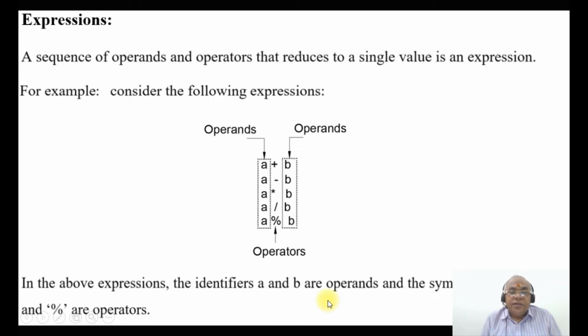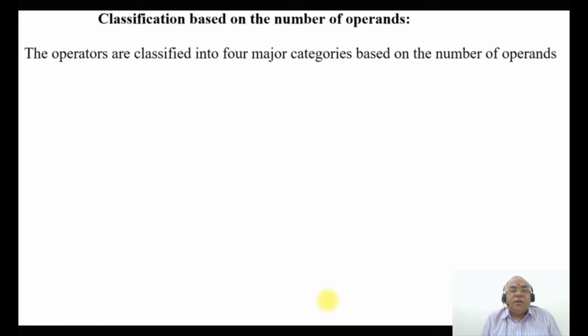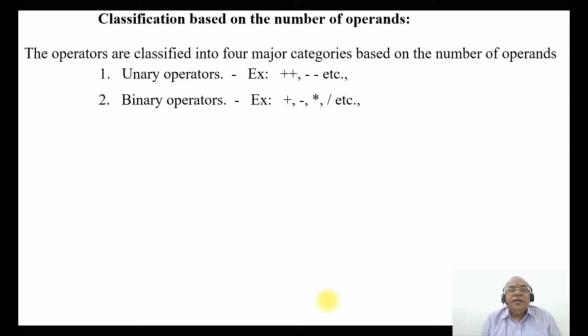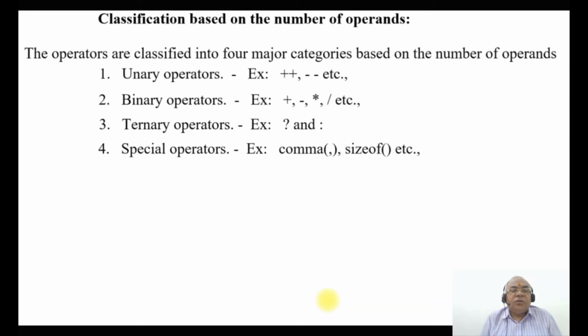So in the above expression, the identifiers A and B are operands, and the symbols are the operators. The classification is based on the number of operands; the operators are classified into 4 major categories. For example, unary operators are plus plus or minus minus, etc. The binary operators are plus, minus, star, and division, etc. Ternary operators are question mark and colon, and special operators are like comma, sizeof, etc.